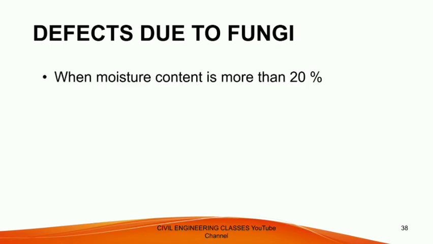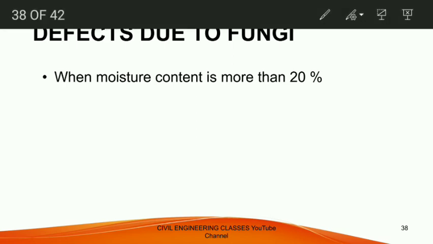The fungi attacks timber when the moisture content of the timber is more than 20%. So while discussing the recommended water content of the timber to be used for building, the water content was less than 20%. We have seen if we are using it as a structural member, the optimum moisture content was about 12 to 15%. So in order to stop the attack of the fungi, the moisture content of the timber must be less than 20%. So let's see what are the defects due to fungi.